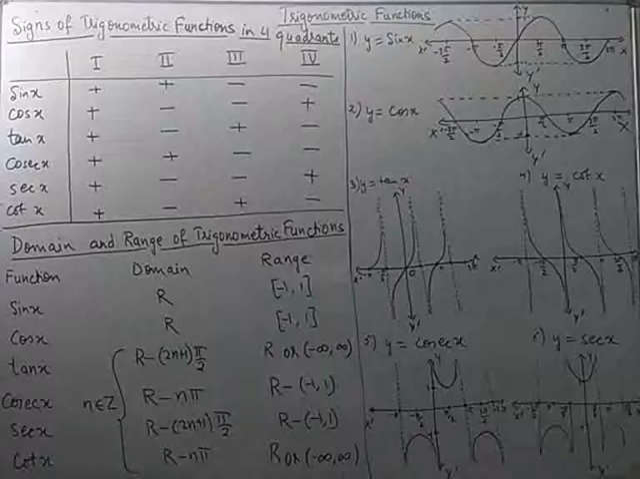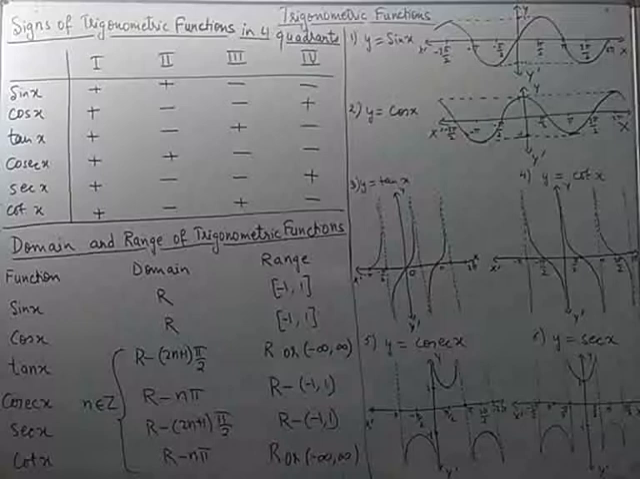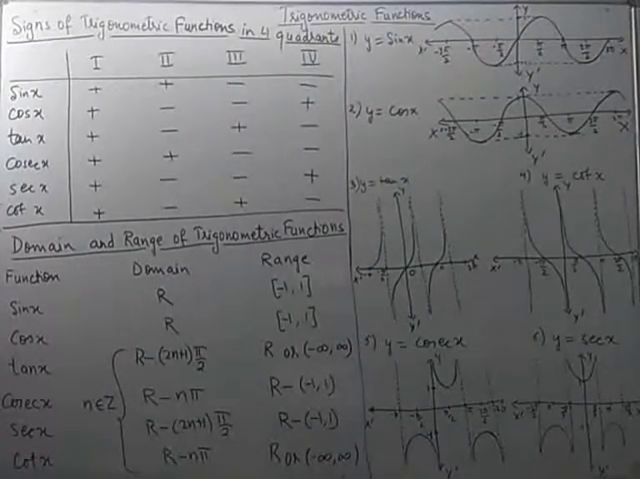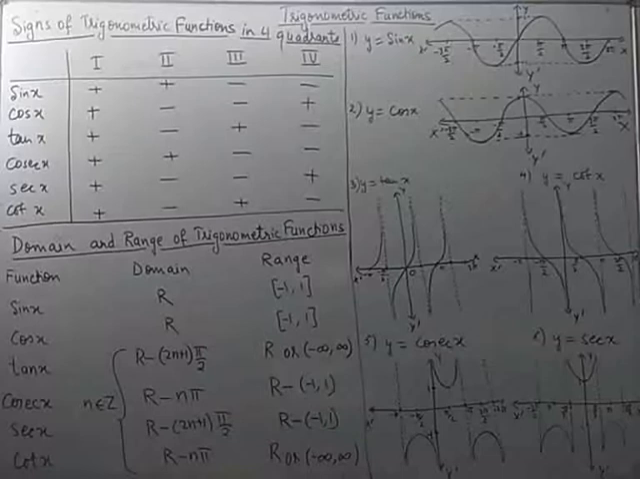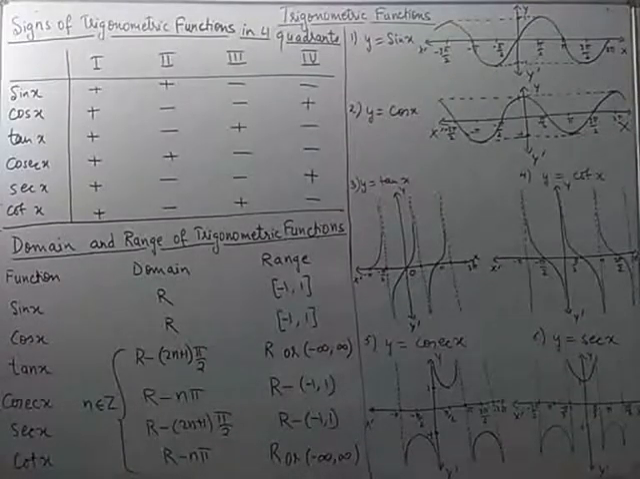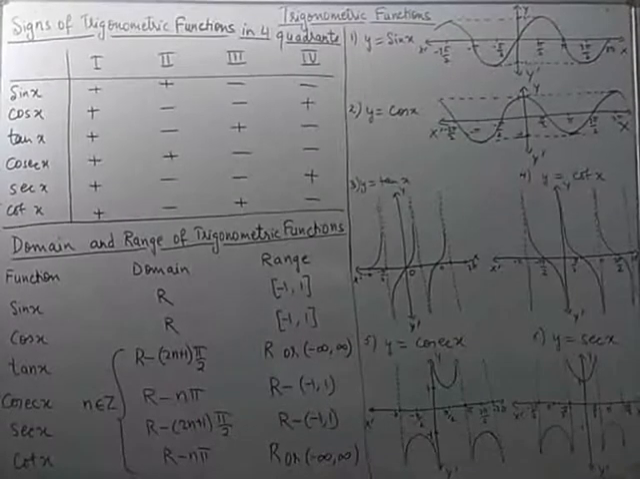Welcome children. In the previous session we discussed signs of trigonometric functions in the first and fourth quadrant. For the fourth quadrant we took a negative angle of an acute angle, and then we saw the behavior of the trigonometric functions, what sign they are going to have. Now in the same manner it can be checked for the second and third quadrant also.